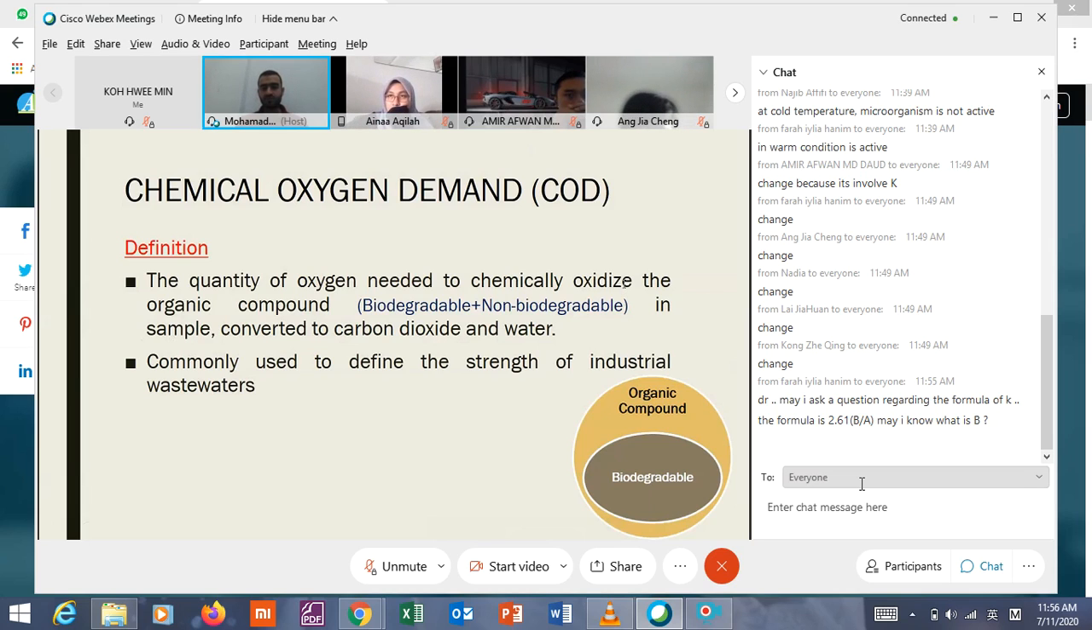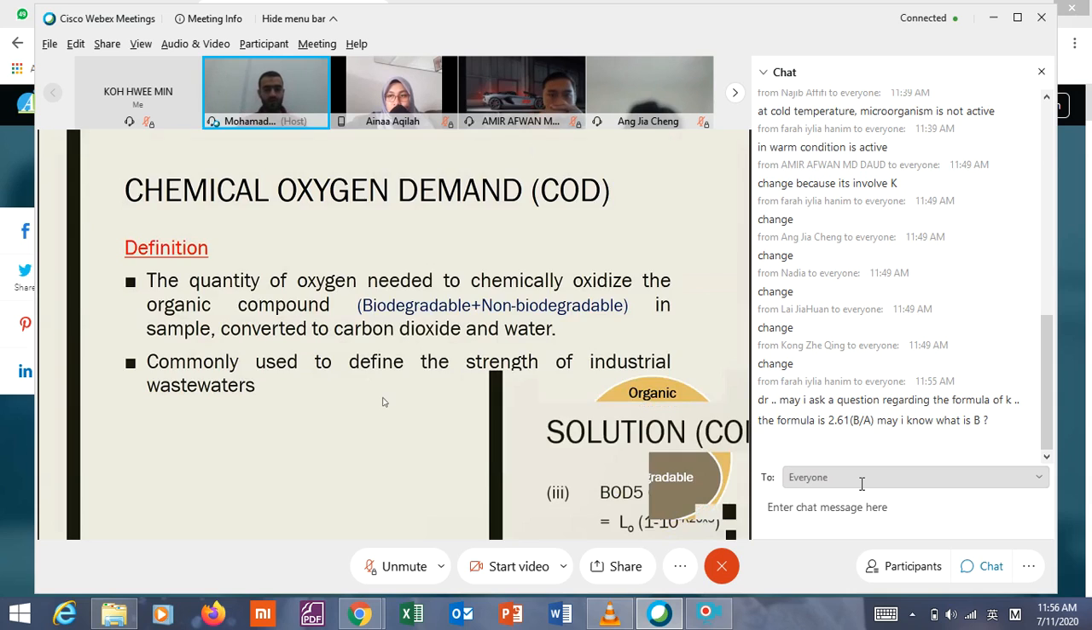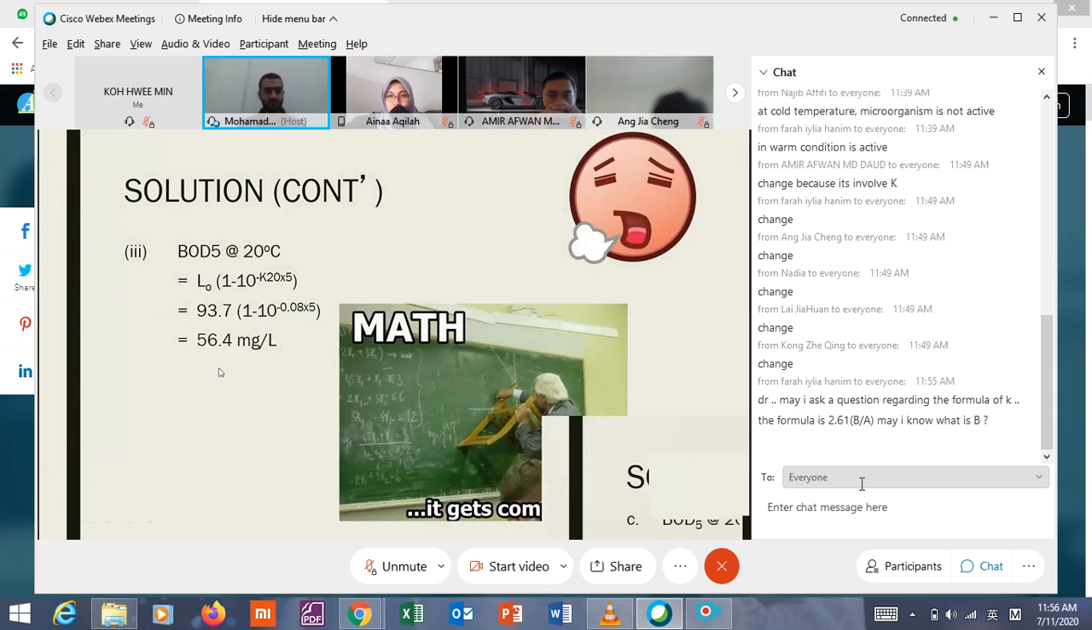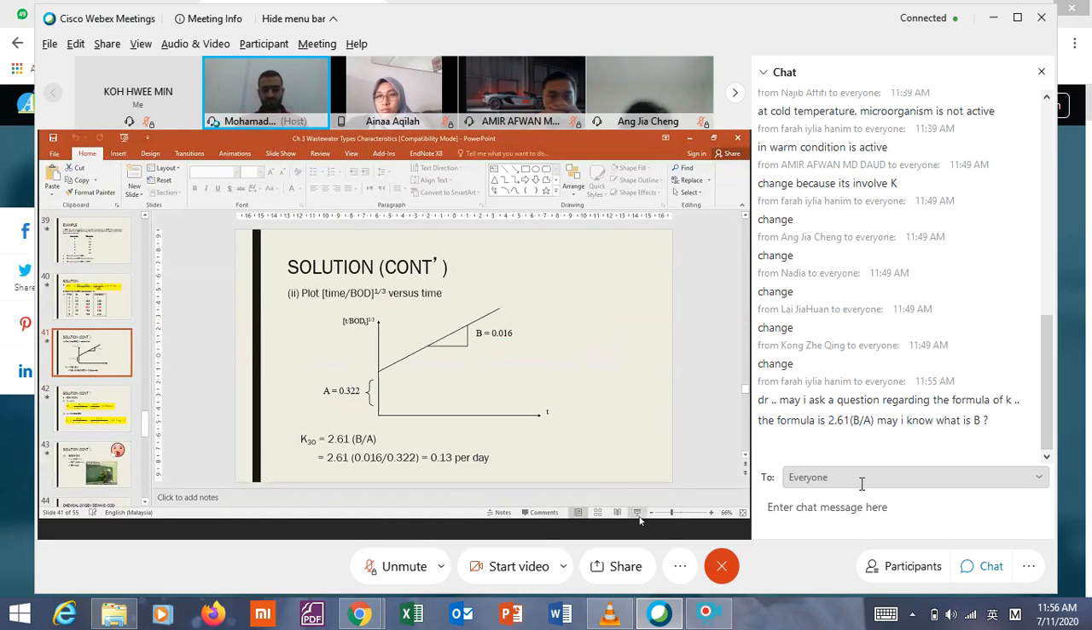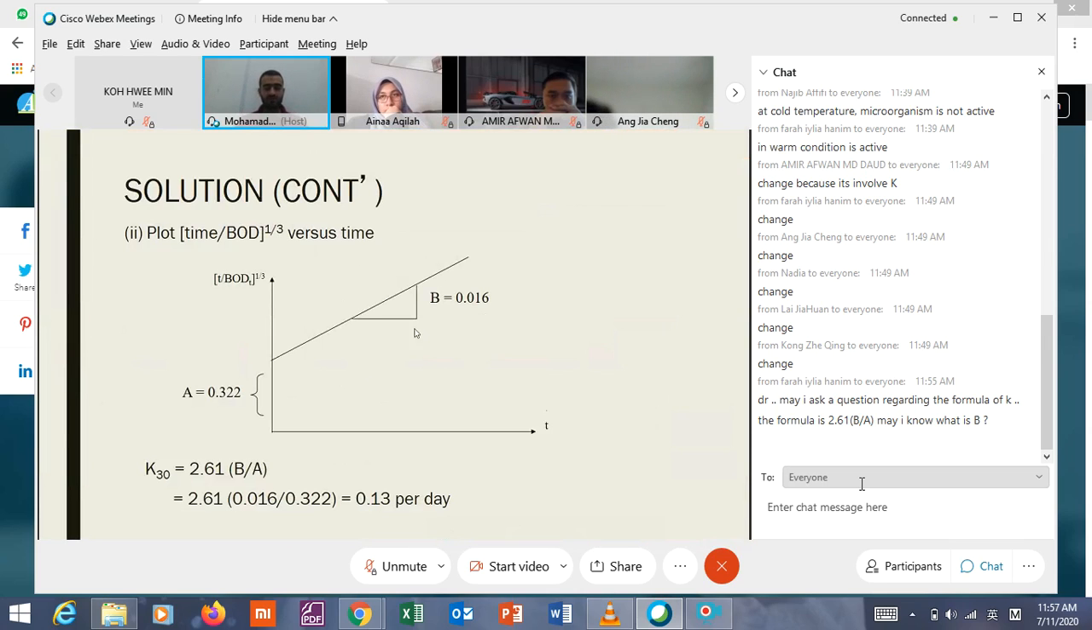Here Farah is asking a question regarding the formula. The formula is 2.61 over BL, and now what is B? B is the slope. B is the slope of the trend line. Let me just go back. So B is the slope of the trend line.